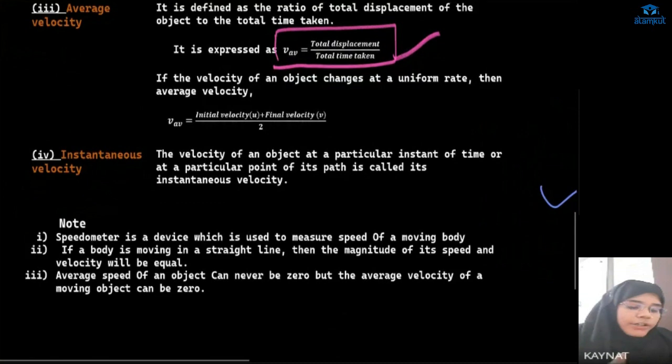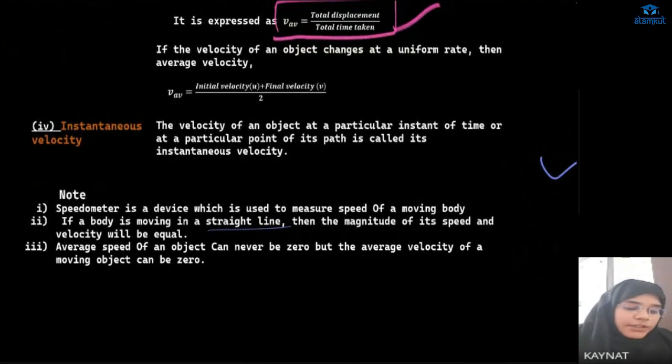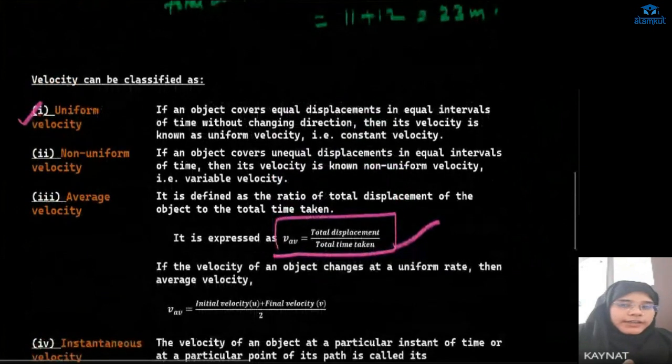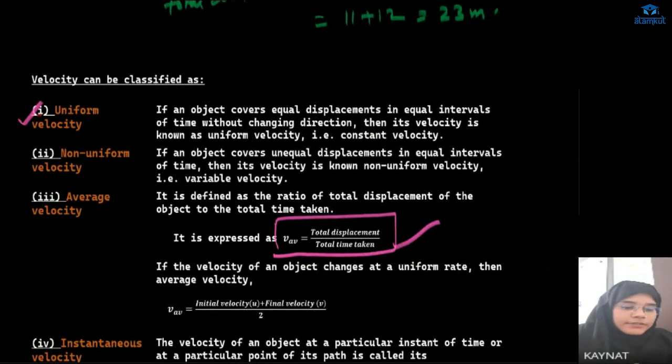Okay, if a body is moving in a straight line, then the magnitude of the speed and velocity will be equal. Fine. Average speed of an object can never be zero, as I have already told you, but the average velocity of a moving object can be zero. It can also be negative and it can also be positive. Fine. So this much we have studied today, and we are done with today's lecture.